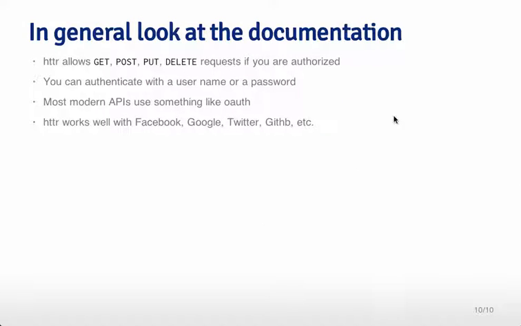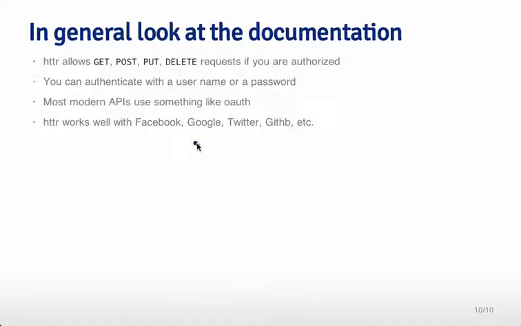So in general, you have to look at the documentation. HTTR allows get, post, put, delete requests if you are authorized. As you can see, I was authorized to read and write to the timeline of Simply Stats because that's who I created the application through. You can also authenticate with a username or a password in some cases. Most modern APIs, though, use something like OAuth like we saw just now with Twitter.